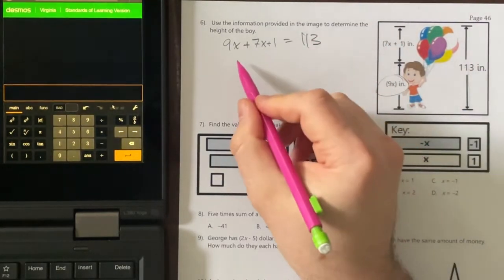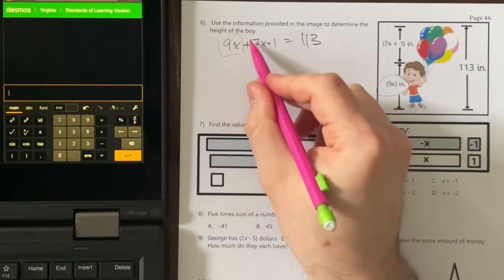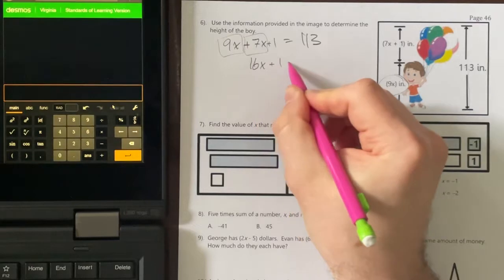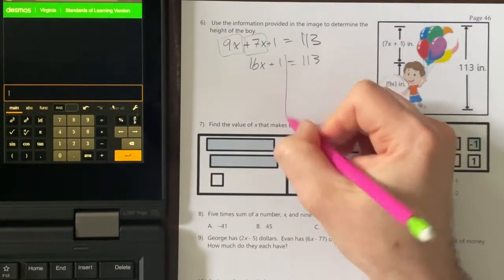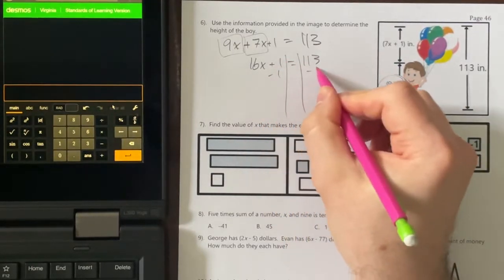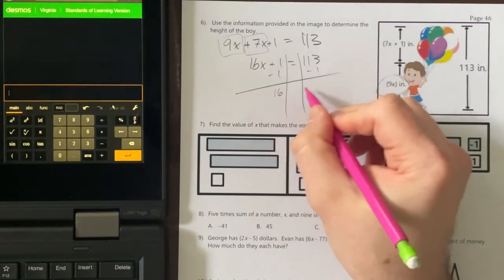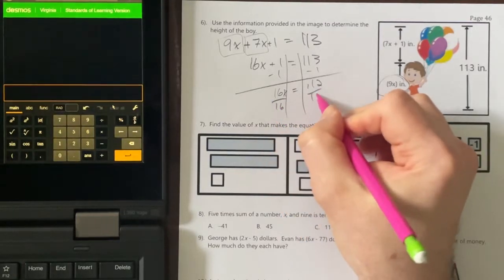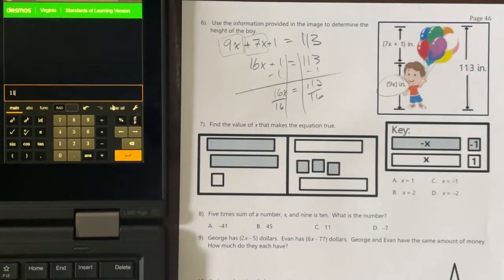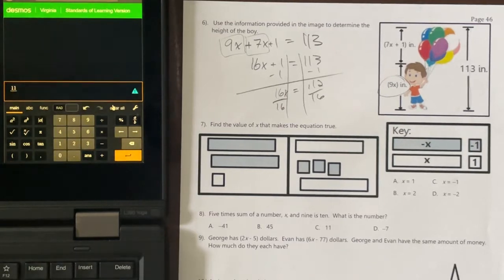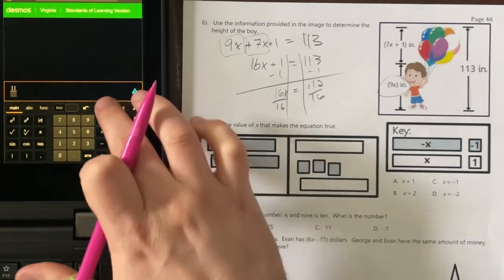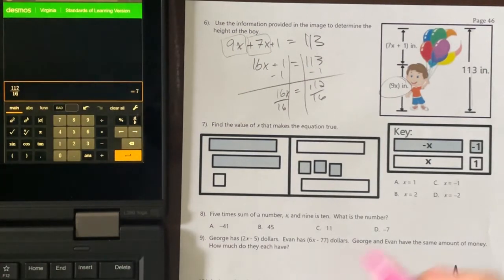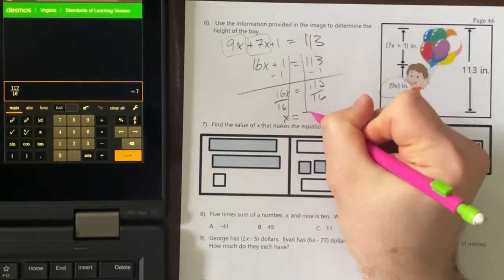Again, be able to combine those like terms. I have 9x and 7x is 16x. The rest of the equation stays the same. Get that variable by itself, so 16x is equal to 112. Divide both sides by 16. So 112 divided by 16. So x equals 7.